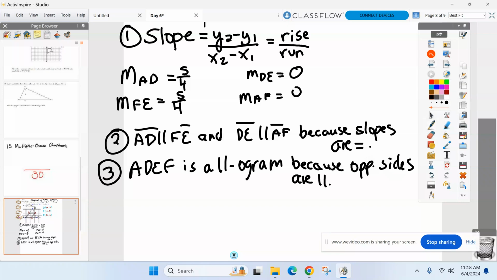There's the first part of the proof done. Any questions? All right, ready for the second part? Prove it's not a rhombus. What's the big property of a rhombus? All sides. All sides equal.